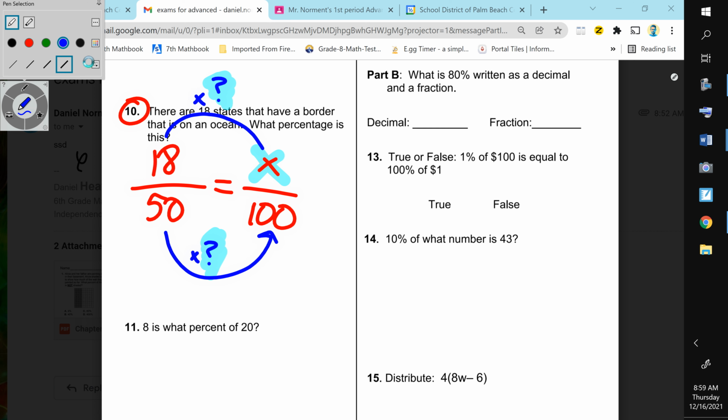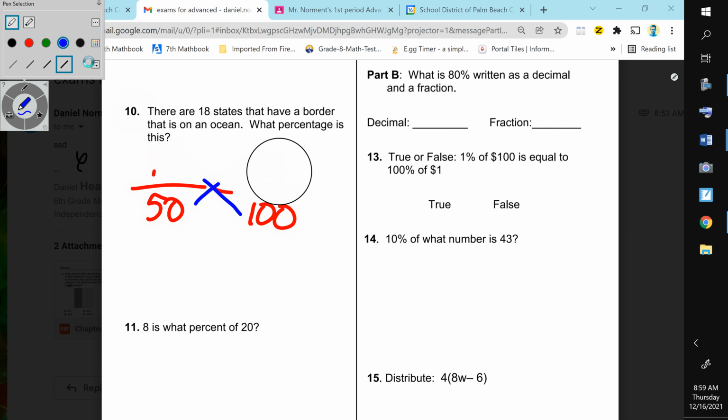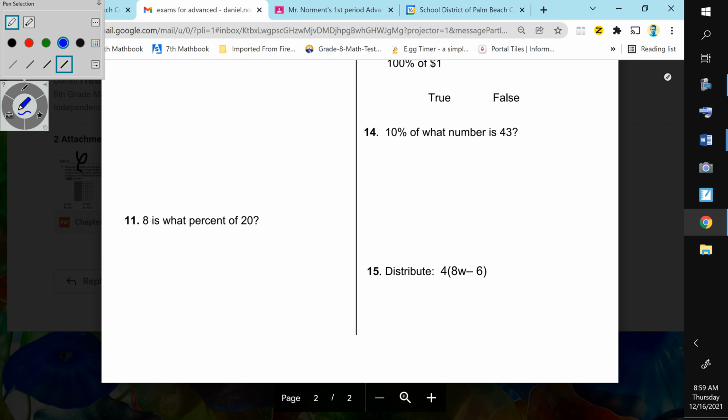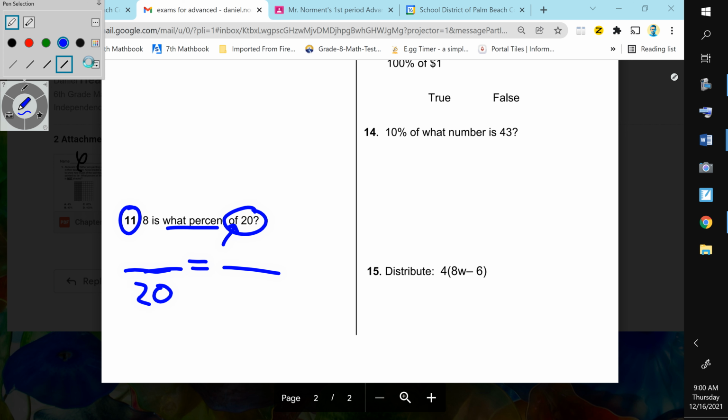If you're not comfortable doing it like that, that's fine. You're just going to need to cross multiply and divide this times this and this times this. So either way is going to give you the right answer if you do it correctly. Number 11. So you need to set up a percent proportion, okay? 18 is what percent of 20? There's my of right there. I don't know the percent. I'm going to put 100 there, which means 18 goes there.